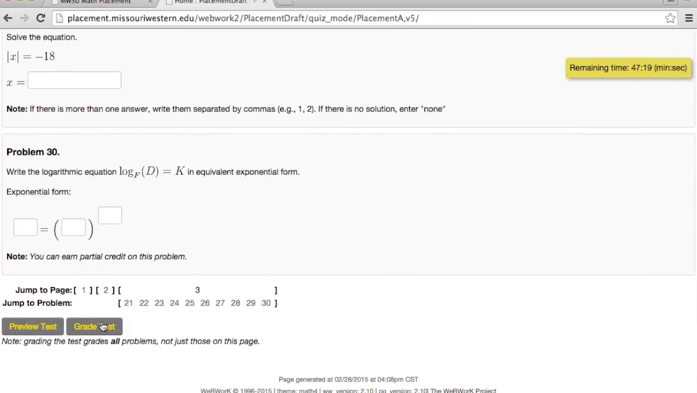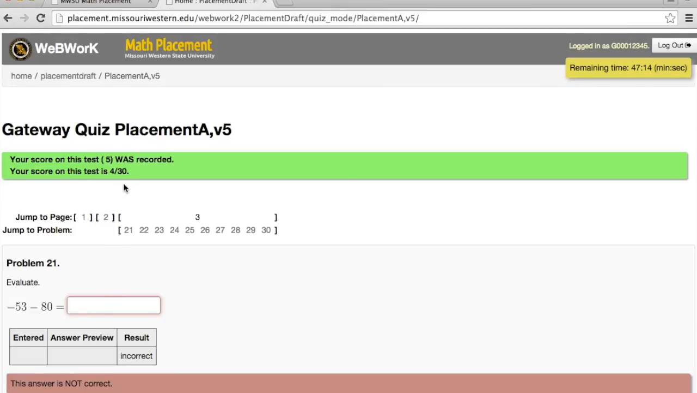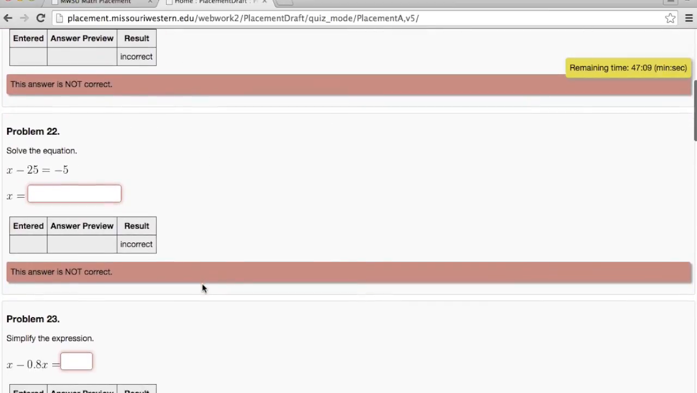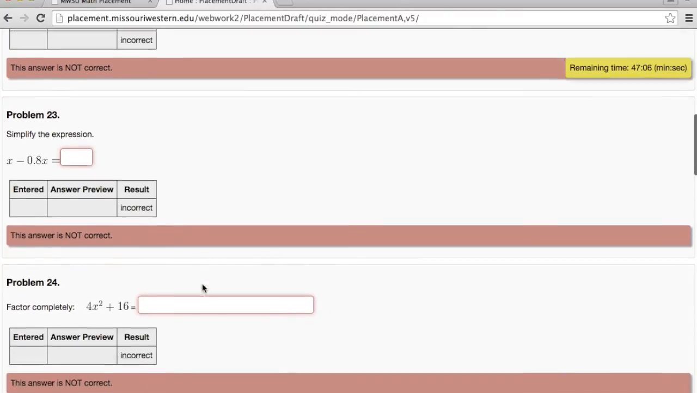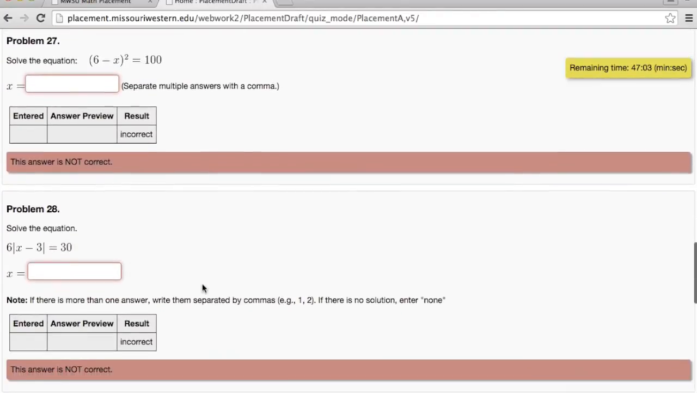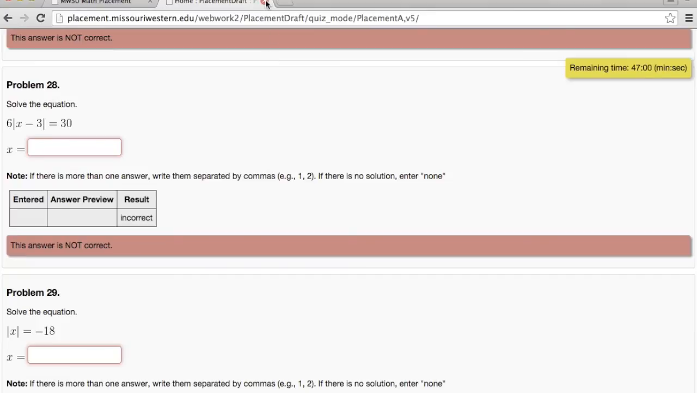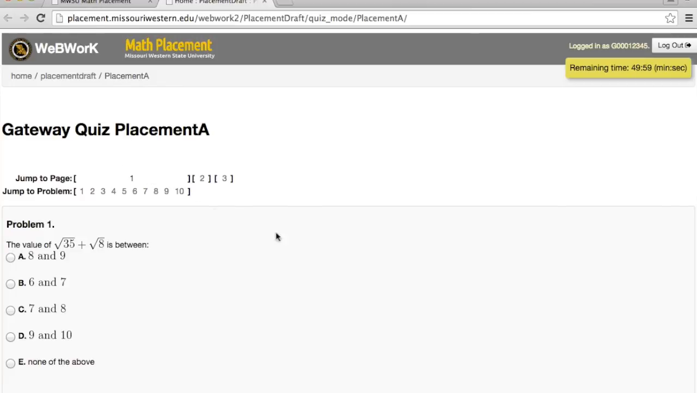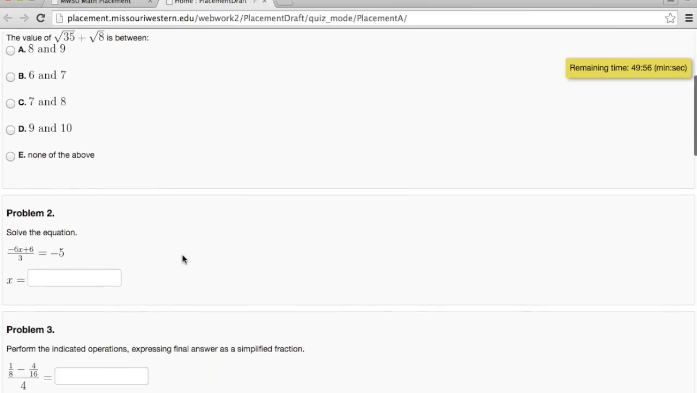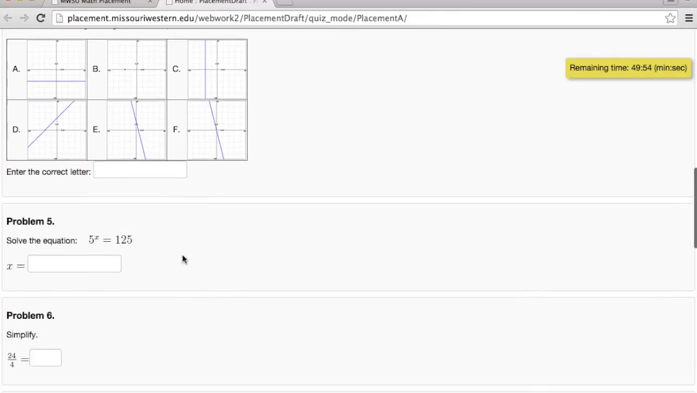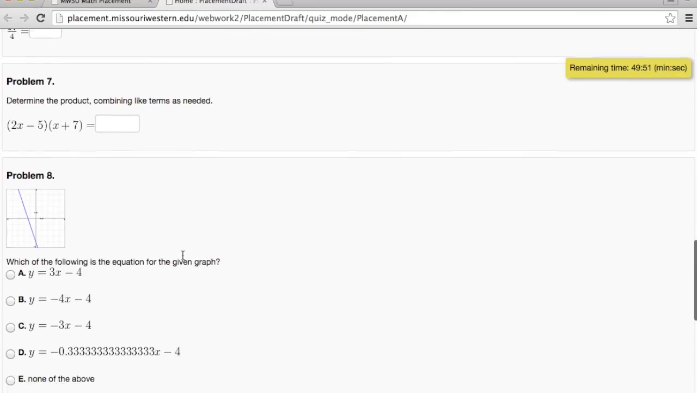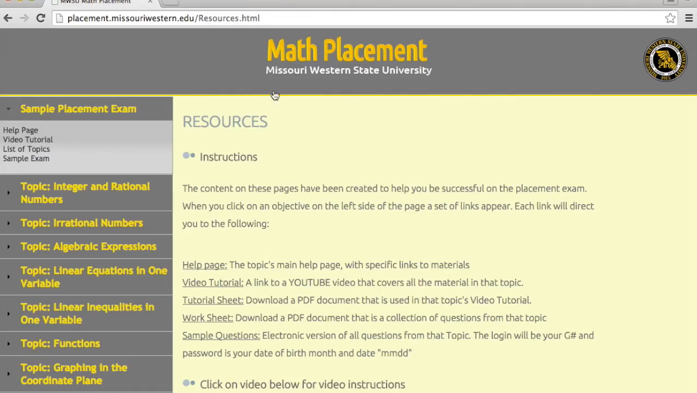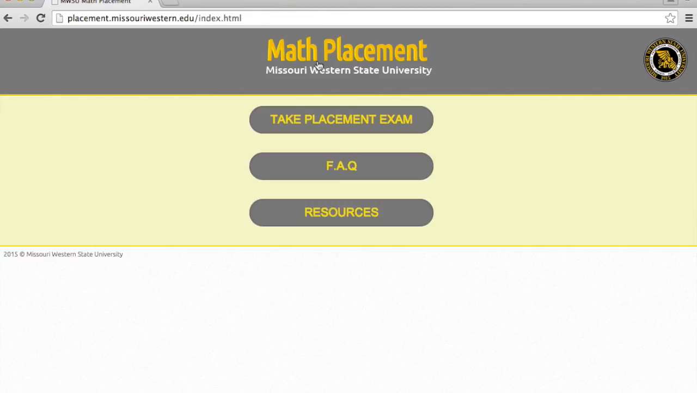When I'm finished, I can click on Grade Test, and it will tell me the score that I have out of 30. It will also show me which questions I got correct and which questions I got incorrect. Again, you are allowed to do this a multiple of times. Here you can see that I have a brand new exam. And that is taking a sample exam.